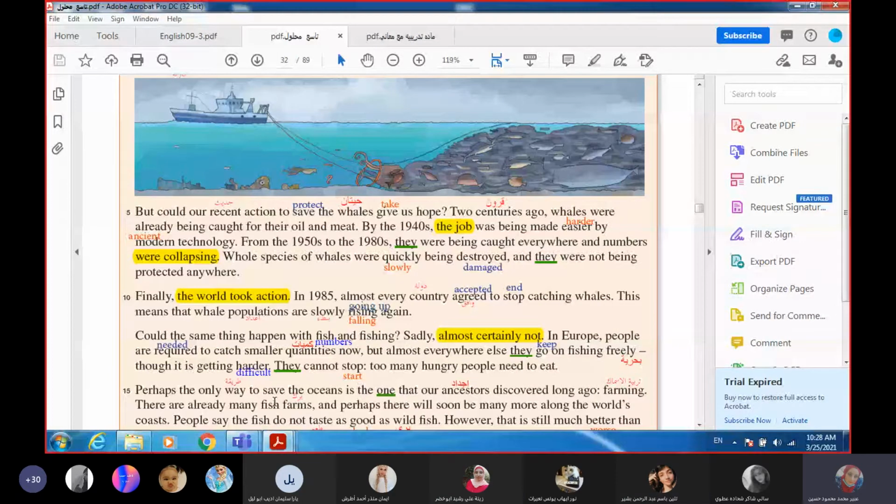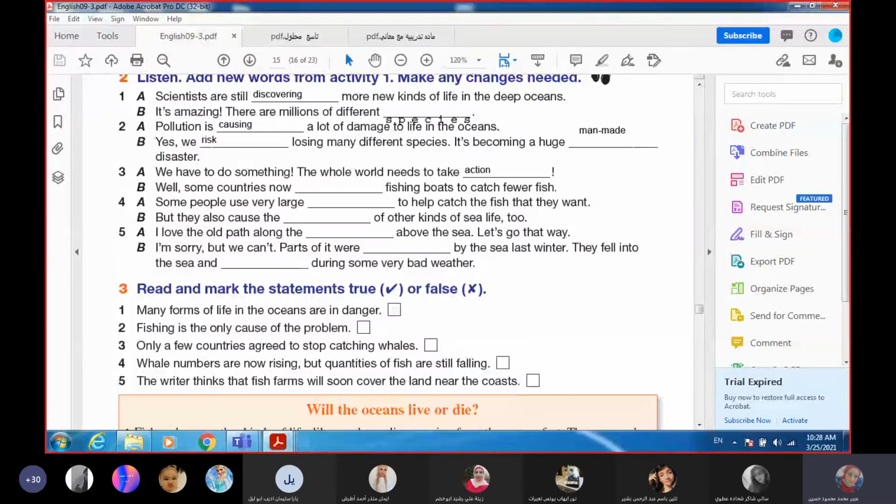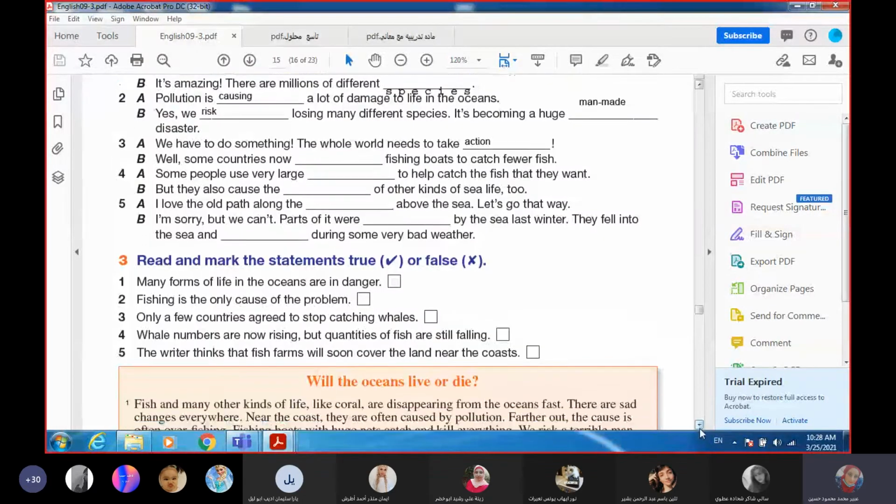Now let's read the title of the lesson. The title, will the ocean live or die? Will the ocean live or die? What do you mean by this sentence? The writer here is asking us and asking himself, is the ocean alive or dead? Okay, what do you mean by this sentence?